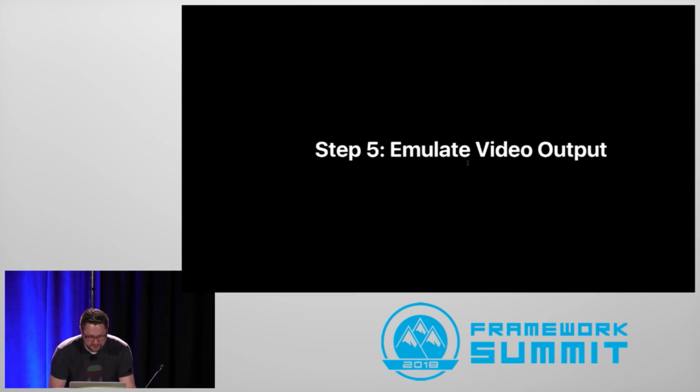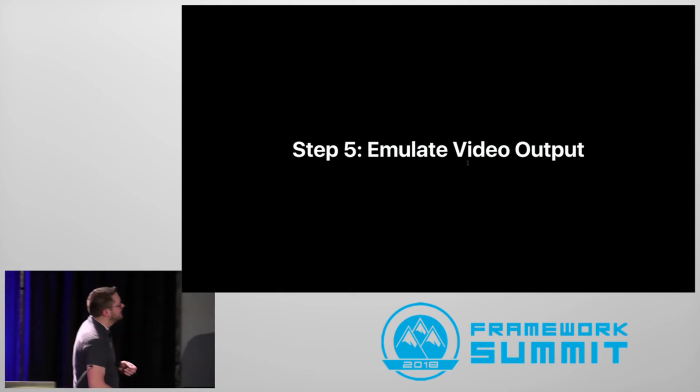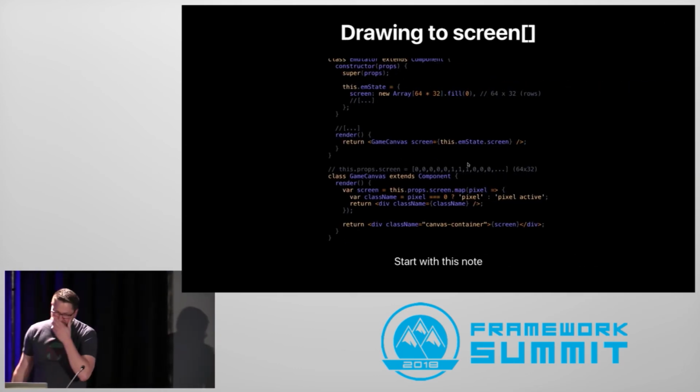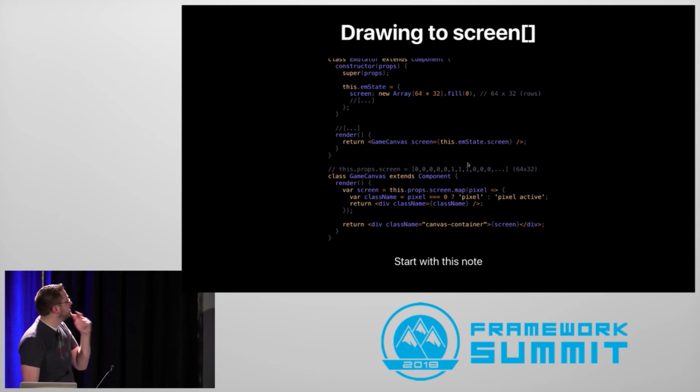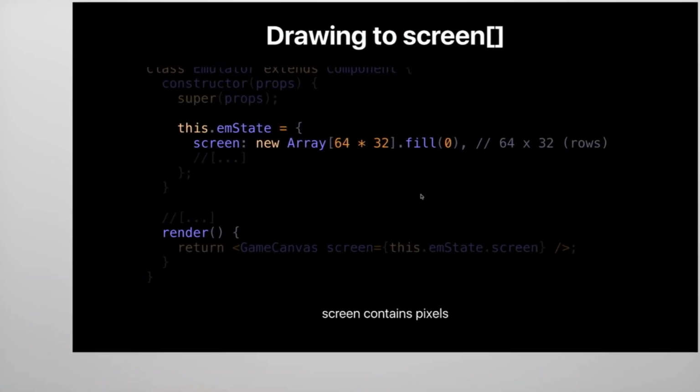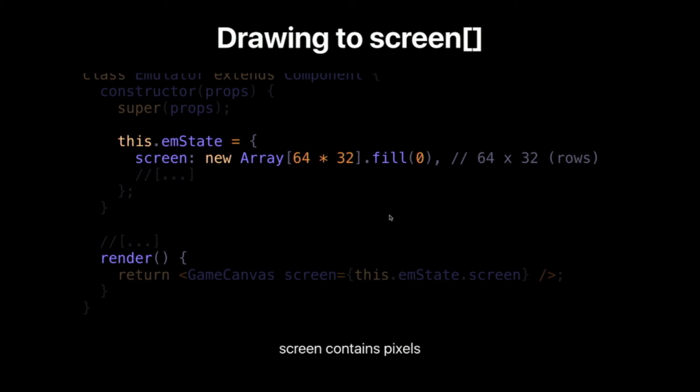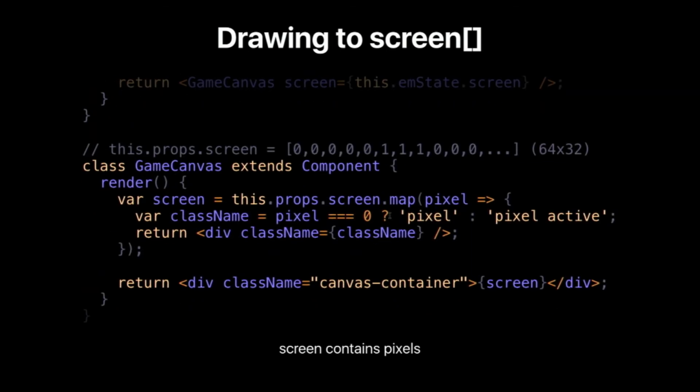All right. So, step 5, emulate video output. We'll start with this note. So, I hid a bunch of the code here, but basically we have the screen, which is an array. If it's 0, it doesn't draw anything. If it's 1, it fills it in with the red. Then we have this game canvas down here, which takes the props, which looks something like this. If it's 0, I add a class name of pixel. If it's 1, I add a class name of pixel active. And then we just render that to the screen.